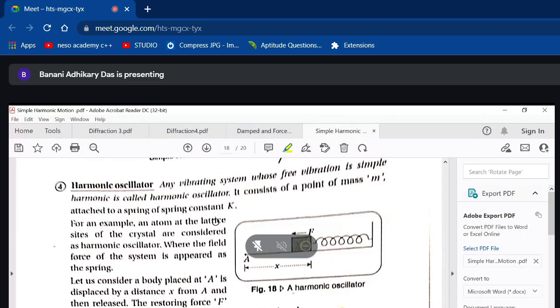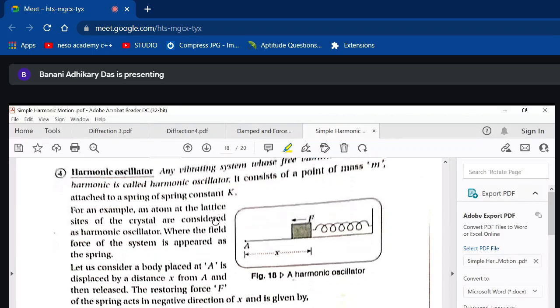So they are behaving as an oscillator, and these oscillators are known as harmonic oscillators. This term harmonic comes from simple harmonic motion. So this is very, very important, hence the need for analyzing this kind of system.